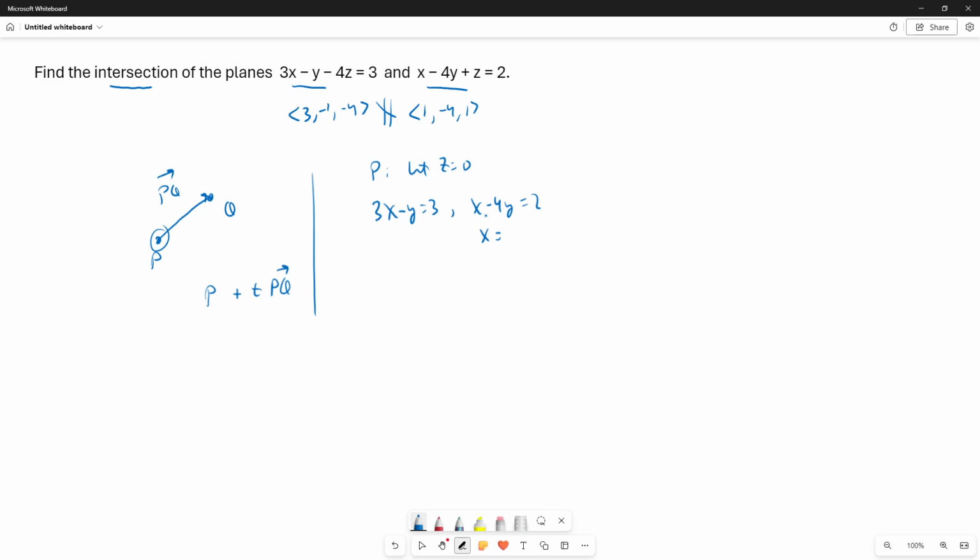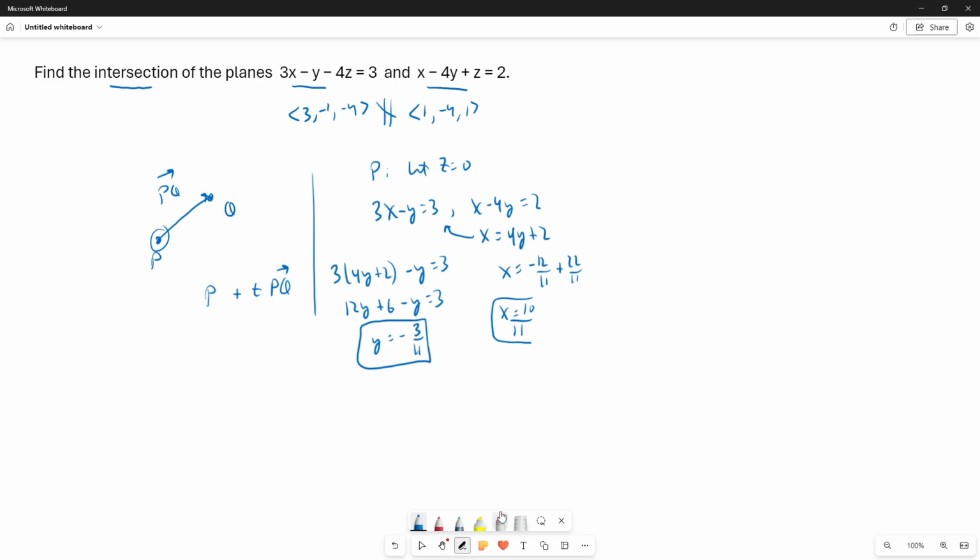So we'll substitute here. x is equal to 4y plus 2, and we'll substitute that into the first equation. 3 times (4y plus 2) minus y is equal to 3, so 12y plus 6 minus y is equal to 3. 11y is equal to -3. y is equal to -3/11. And then if we come back over here and plug that in, x equals -12/11 plus 22/11, so x equals 10/11. And therefore we have one point in our intersection.